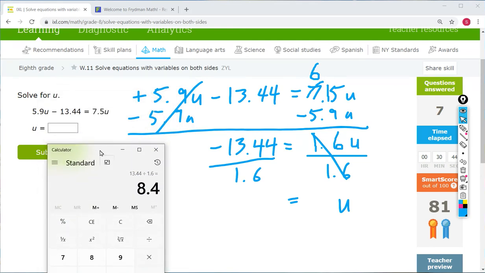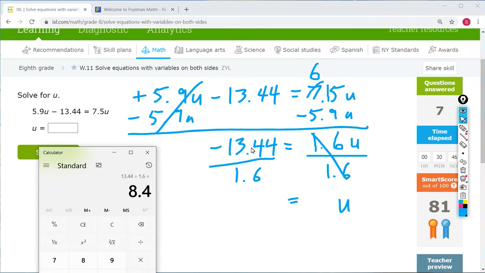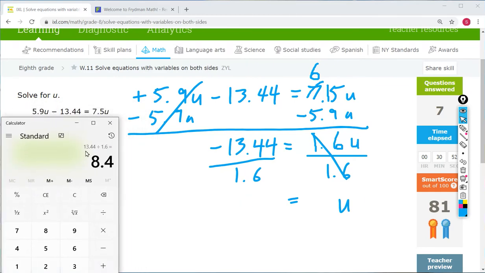Okay, so anyway, 13.44 divided by 1.6 is 8.4. But remember, in the calculator, I didn't take into account negatives. So a negative divided by a positive is negative. So we'll write negative 8.4.